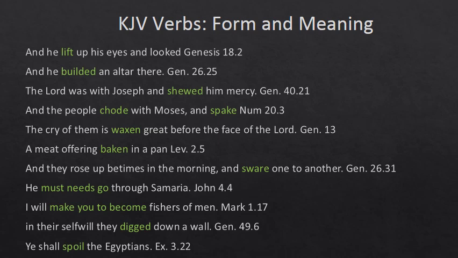"The Lord was with Joseph and shewed him mercy." That is a different vowel. "And the people chode with Moses and spake." Different vowel in spake. What's that past verb, chode? And also it's used with a preposition, with. They're upset with him, and so they chode with him. Think what modern word that would be the past tense of.